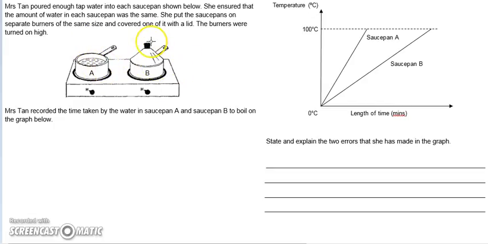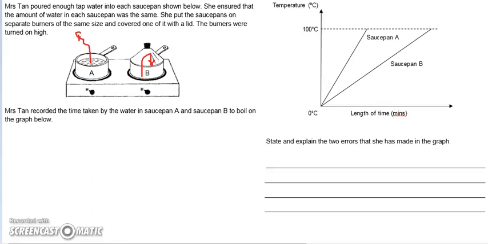B has a cover. It means the heat in the water would not be able to escape easily. It would return to the water. Whereas the heat in A would be able to escape into the surrounding air. Alright, so therefore, if heat here is able to escape and the heat here is not able to escape and return to the water, that means setup B will be heated up much faster than setup A, but the graph shows otherwise.